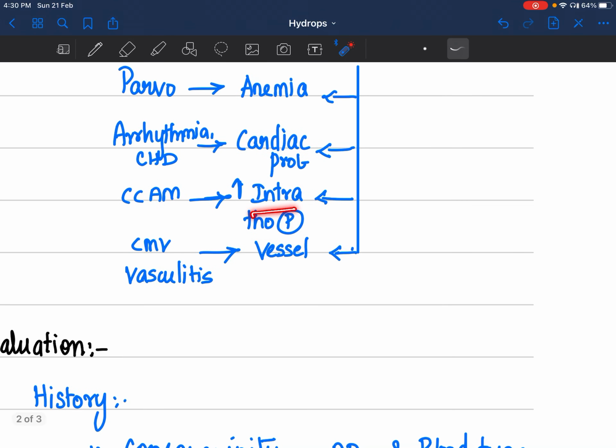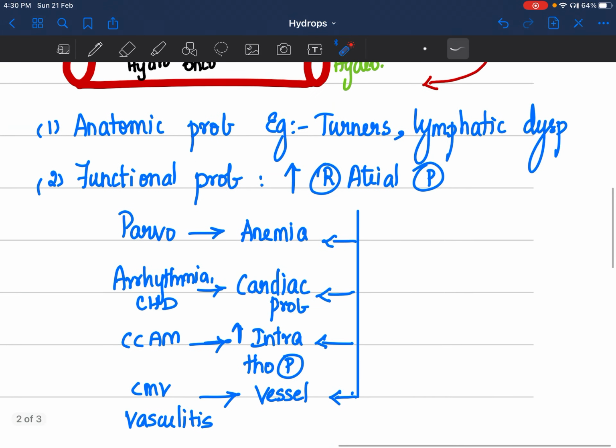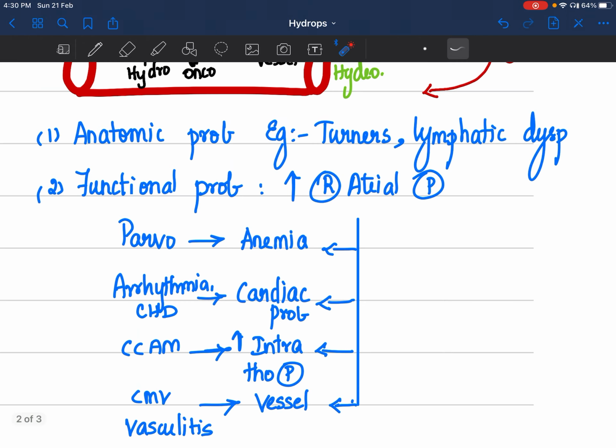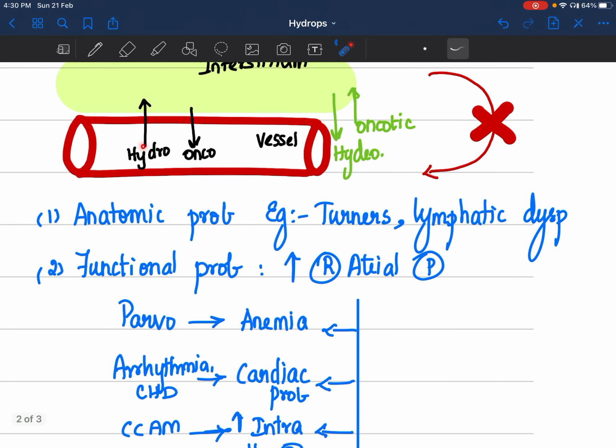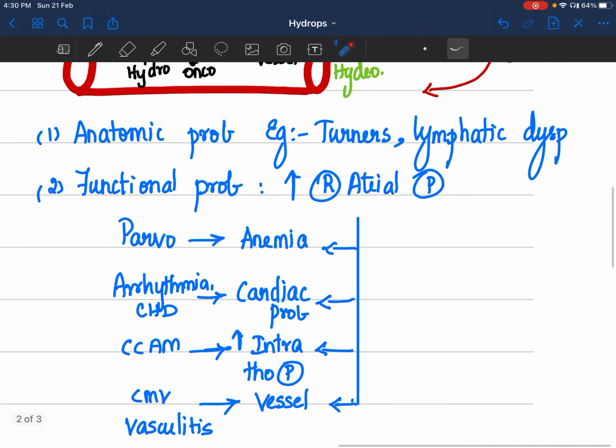Anything that increases intrathoracic pressure makes the venous return difficult. If venous return is difficult, your pressure in the veins increases, your hydrostatic pressure increases. If hydrostatic pressure increases, fluid leaks out into the interstitium. Suppose nothing is wrong, your hydrostatic and oncotic pressures are fine, your interstitium is also fine, but the vessel per se is leaky. Suppose there's a vasculitis secondary to CMV, then yes.